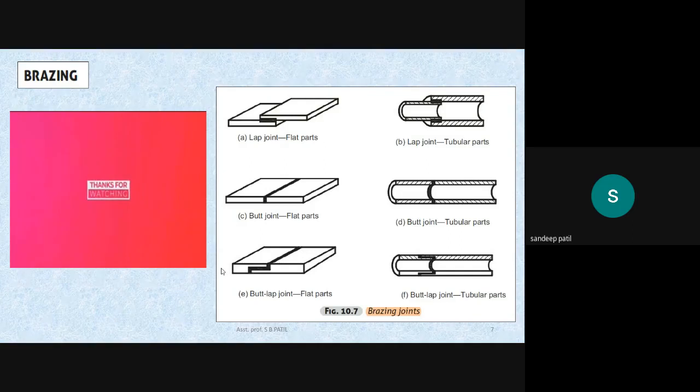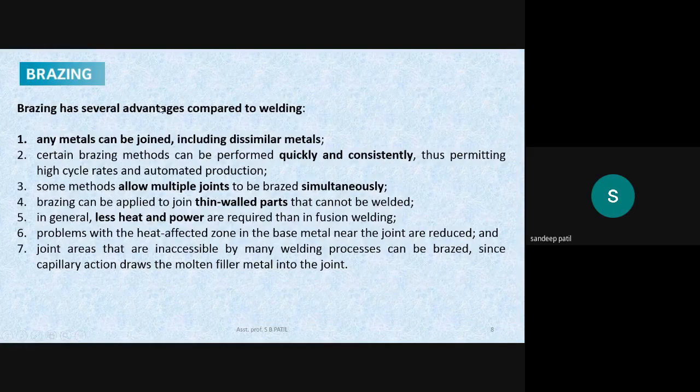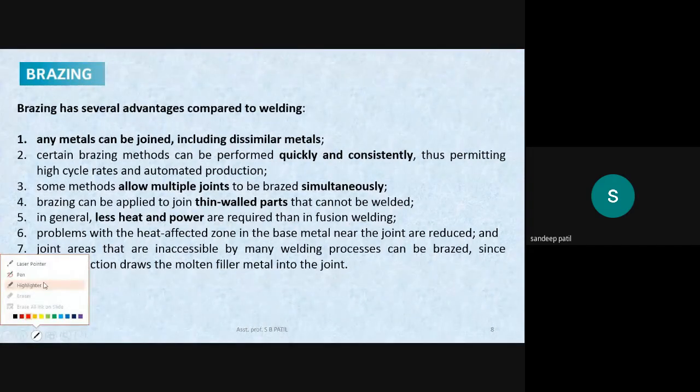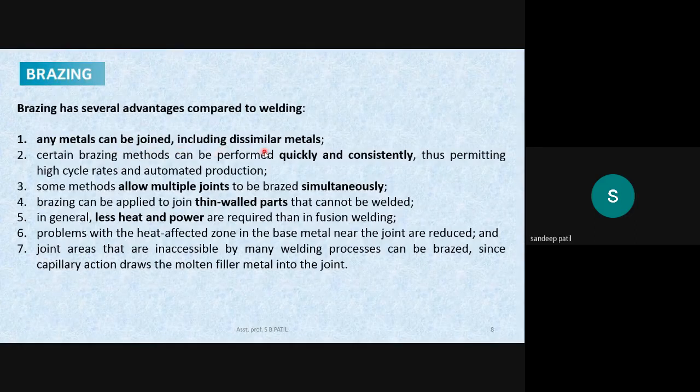Okay, moving to the next point, that is, brazing has several advantages compared to welding. Any metals can be joined, including dissimilar metals. Certain brazing methods can be performed quickly and consistently with a high cycle rate and automated production. It can allow multiple joints simultaneously. Brazing can also be applied to join thin wall parts that cannot be welded.